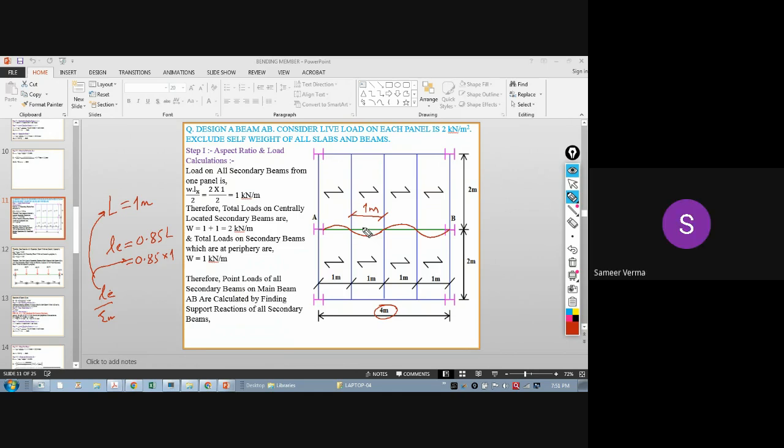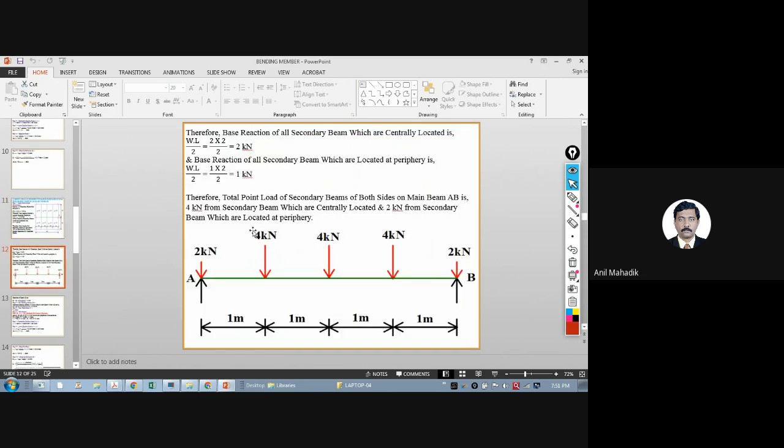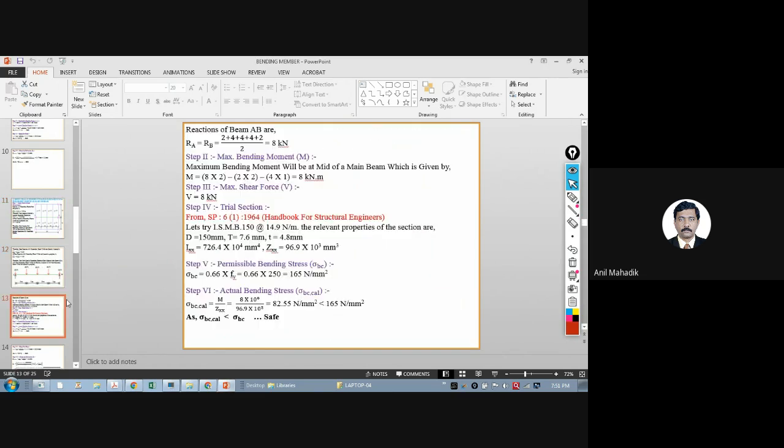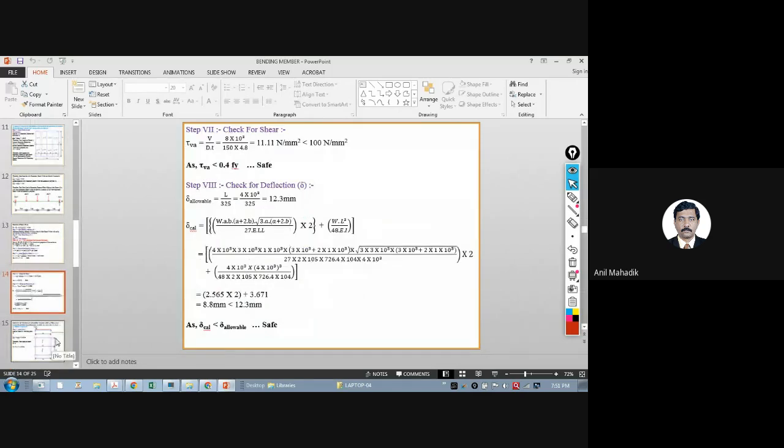Yes, sir. All other design parameters are the same. You need to calculate the bending moment. In this case, as there are point loads on the beam, you can calculate the bending moment like this. You will draw the loading diagram like this and get the bending moment values by using basic principles. All other things are the same. Only you need to go for the L value as 1 meter.